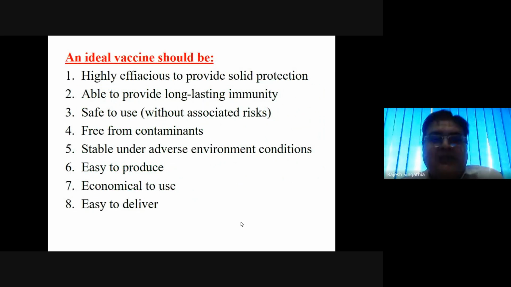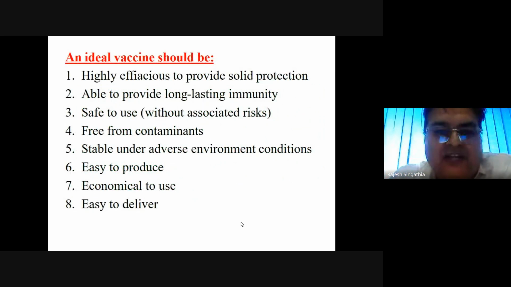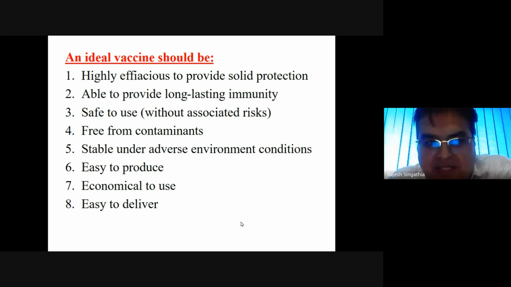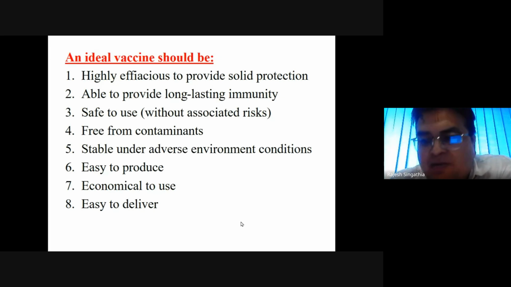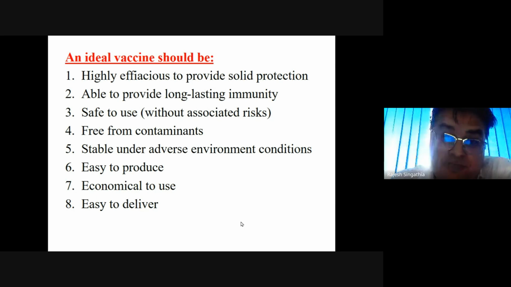So what are the characteristic features of an ideal vaccine? What characters should a vaccine have? This vaccine should be highly efficacious to provide solid protection. What do you mean by efficacy? Efficacy of a vaccine is the quality that confers solid protection to the host against any challenge. Challenge may be experimental or natural by the pathogen. So the vaccine should be highly efficacious to provide solid protection.